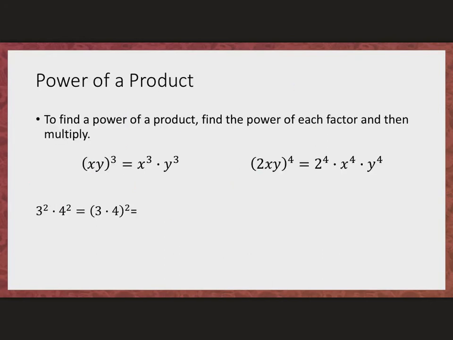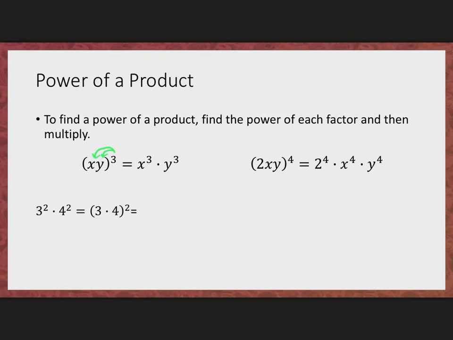Next, we have the power of a product property. And this occurs when we're taking the product of two numbers, like x times y, and then raising that product to a power. Well, we can rewrite that as if we are taking that power and applying it directly to the x and directly to the y. So that can be rewritten as x to the third times y to the third.